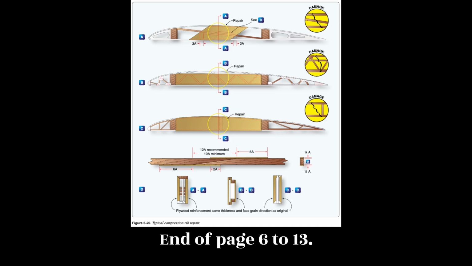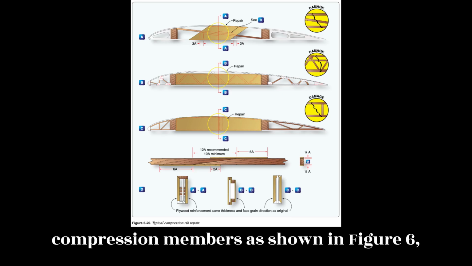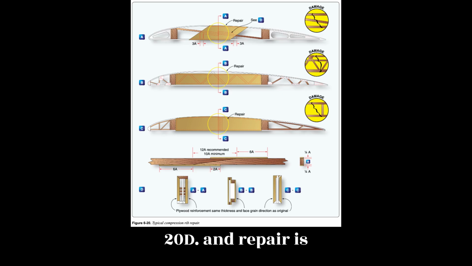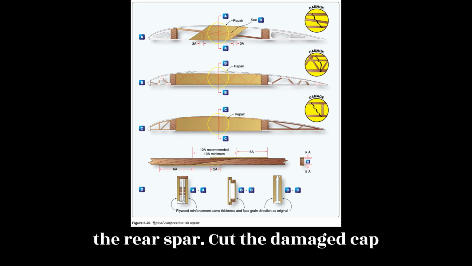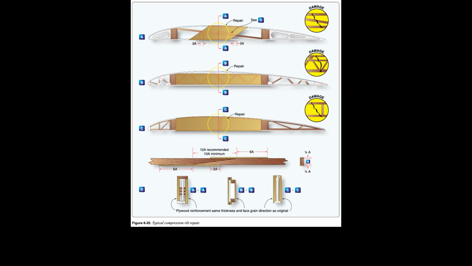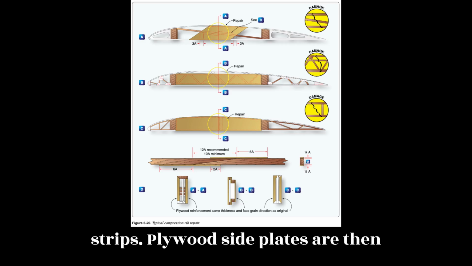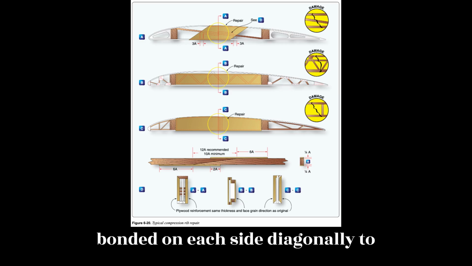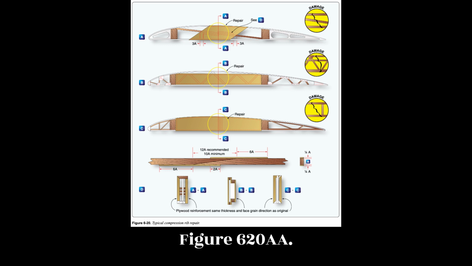End of page 6-13. To facilitate this repair, cut the compression members as shown in Figure 6.20d, and repair as recommended using replacement sections to the rear spar. Cut the damaged cap strips and repair as shown in Figure 6.20, replacing the aft section of the cap strips. Plywood side plates are then bonded on each side diagonally to reinforce the damaged web as shown in Figure 6.20a.